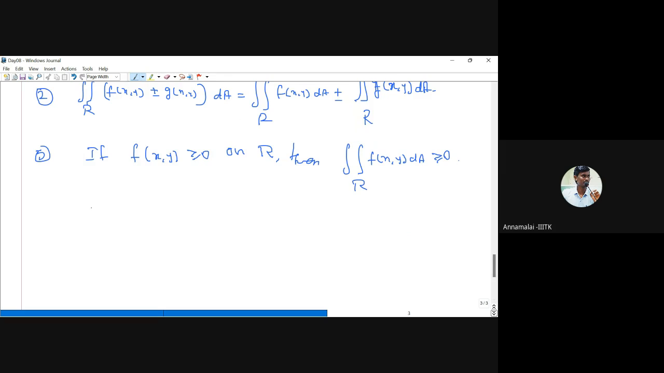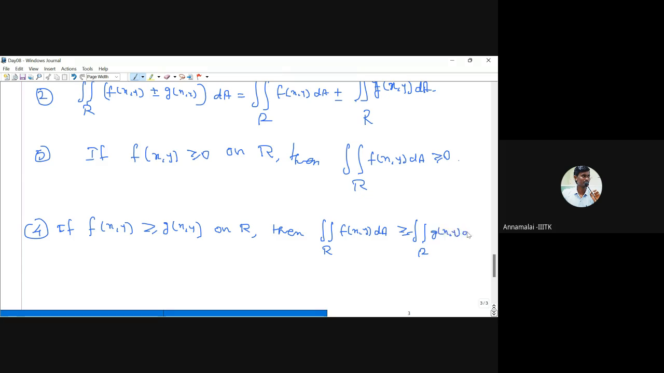Now the fourth property is that, suppose we have two functions f and g satisfying f of x comma y is bigger than or equal to g of x comma y on the entire region R. Then the double integral is also bigger: the double integral over R of f of x comma y dA is greater than or equal to the double integral over R of g of x comma y dA.